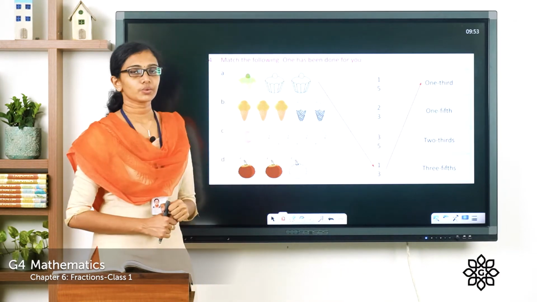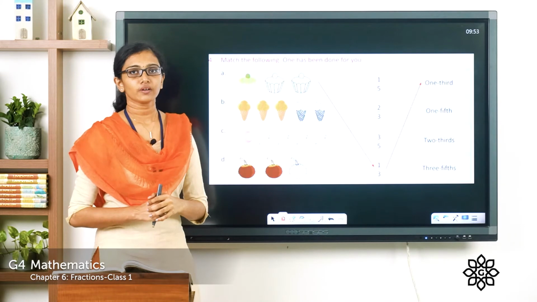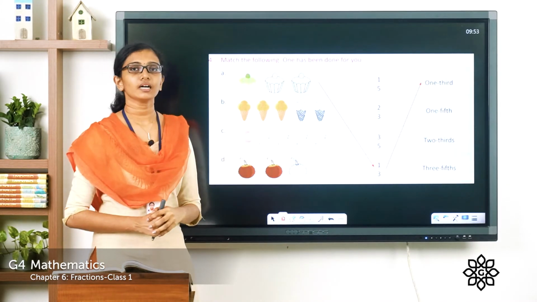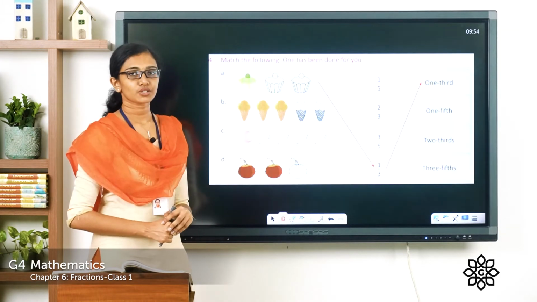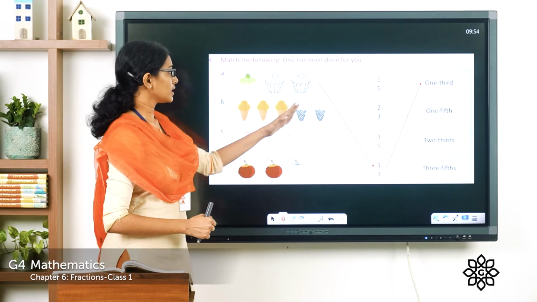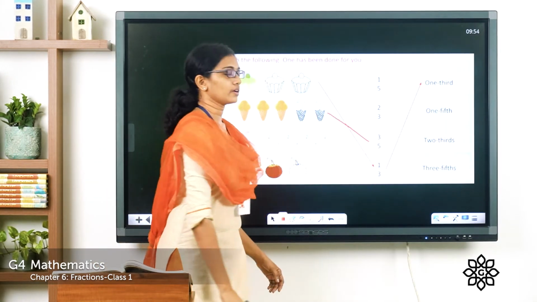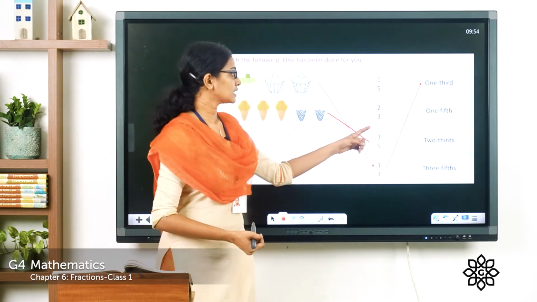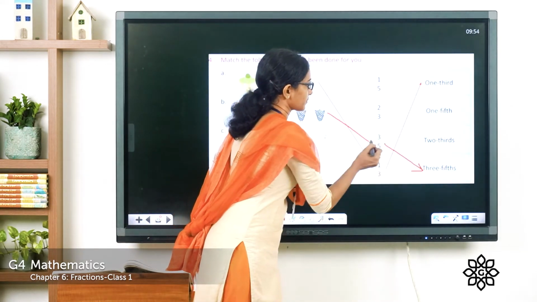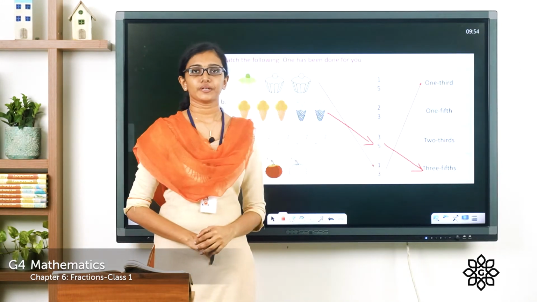Now let's see the second question. Question B, you can see 5 cone ice creams here. 1, 2, 3, 4, 5 and 3 of it are colored. Now what is the fraction of the colored part? It is 3 by the total 5. So it is 3 by 5 and it is also called 3/5. So let's match that as well.